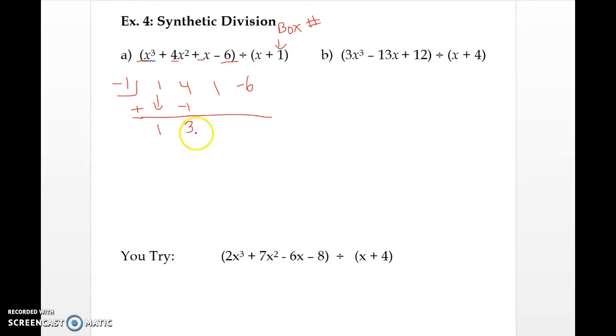Then we're going to repeat. 3 times my box number, -1, gives you -3. Then we add. 1 plus -3 is -2. Repeat. Multiply this bottom number times your box number. -2 times -1 is +2. And then add. -6 plus 2 is -4. This last number here is your remainder. These numbers here are your coefficients for your new polynomial.